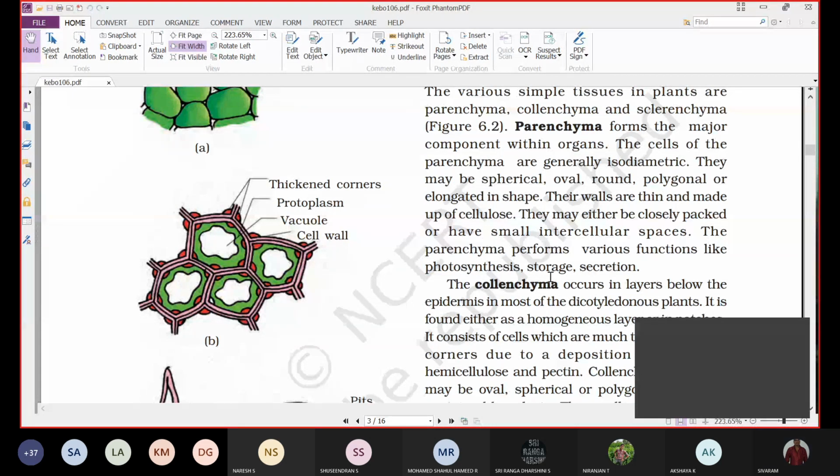They are involved in storage, and they are involved in secretion. They secrete certain substances like latex and resins. That means different chemical components are stored and secreted.